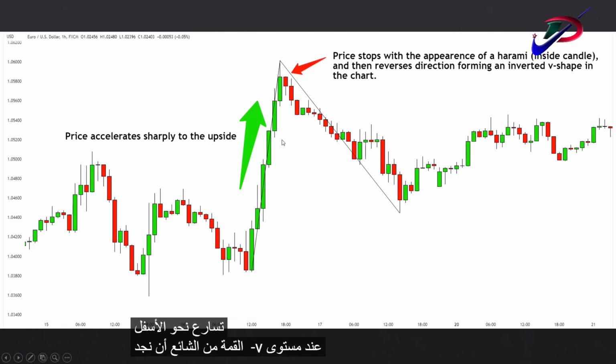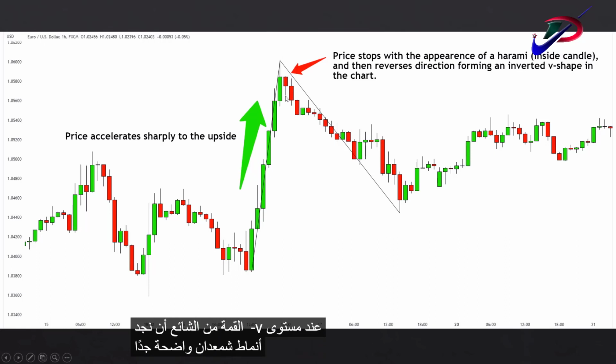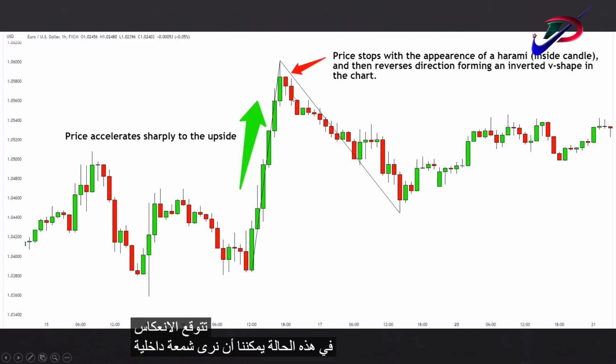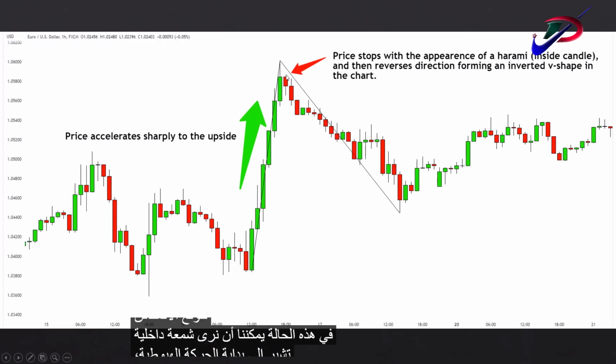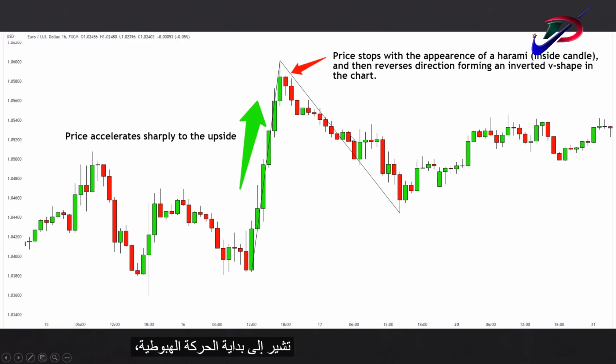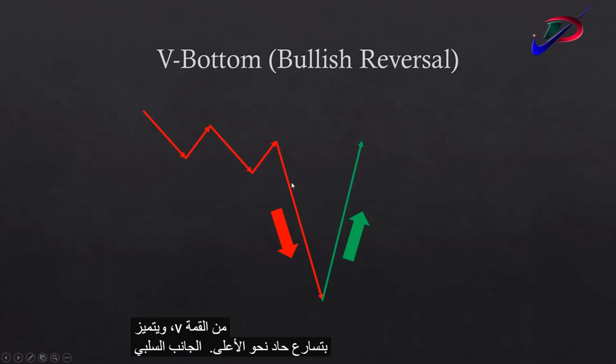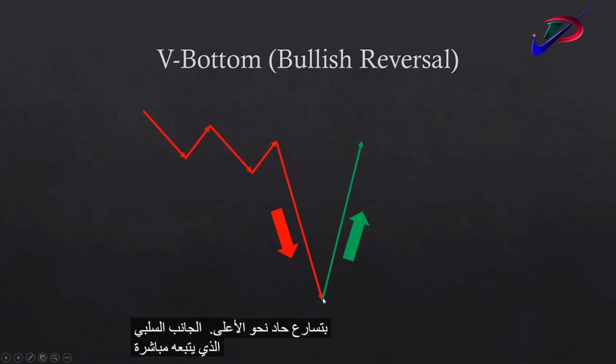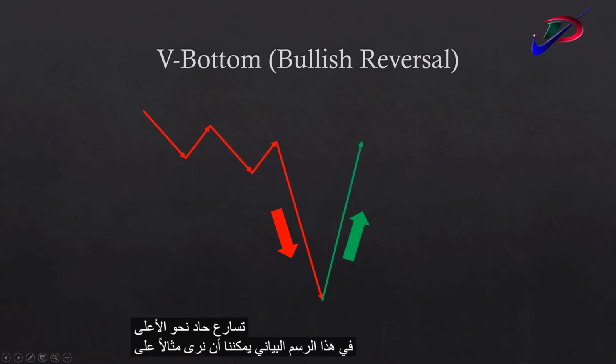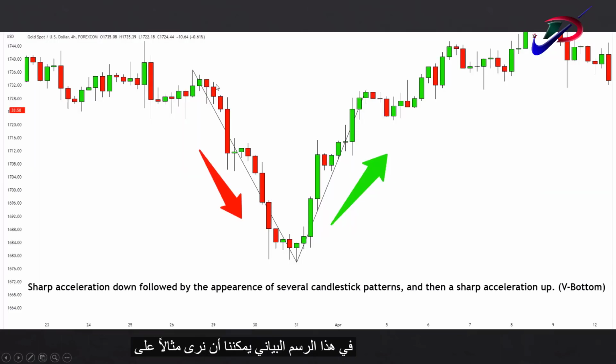At the V-top, it's common to find very clear candlestick patterns that will anticipate the reversal. In this case, we can see an inside candle indicating the beginning of the down movement. The V-bottom is the bullish reversal version of the V-top. It's characterized by a sharp acceleration to the downside that is immediately followed by a sharp acceleration to the upside. In this chart, we can see an example of a V-bottom.